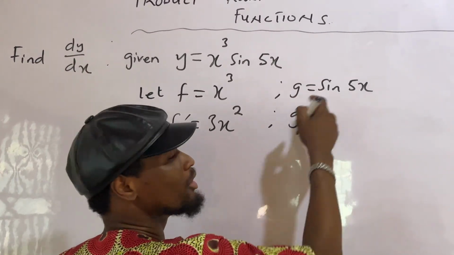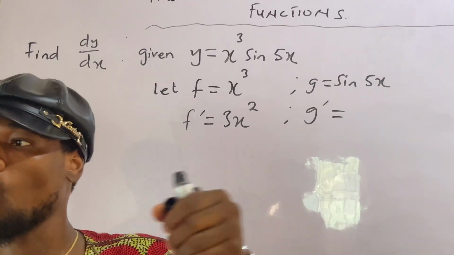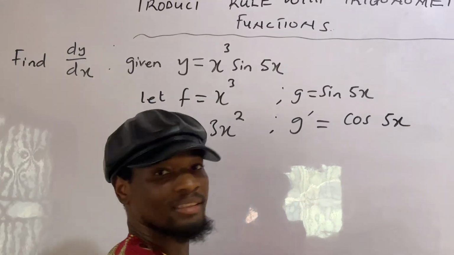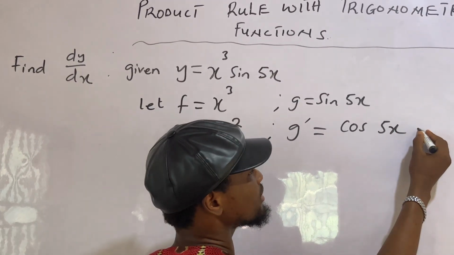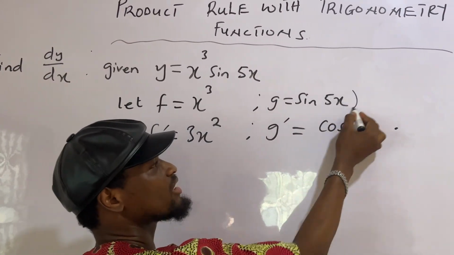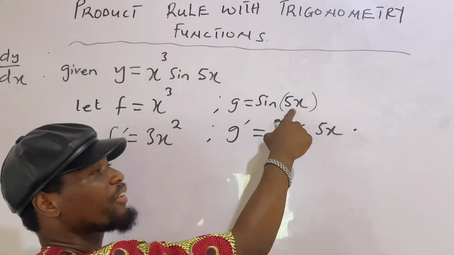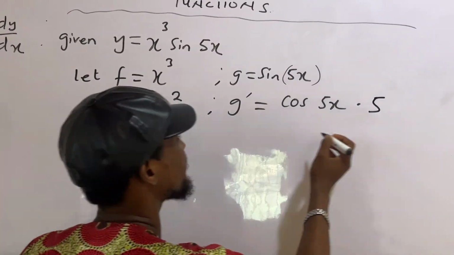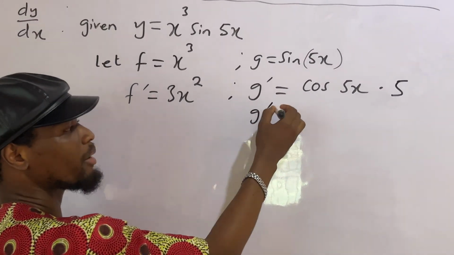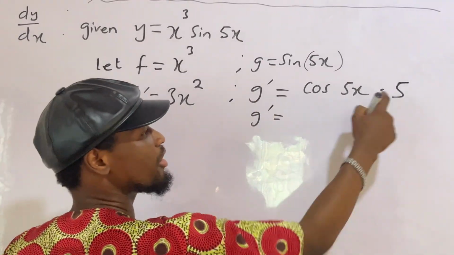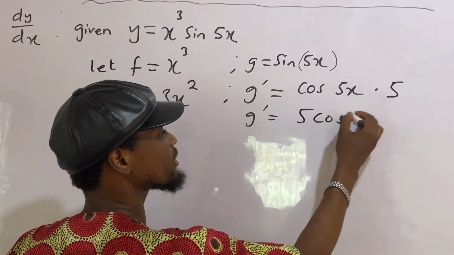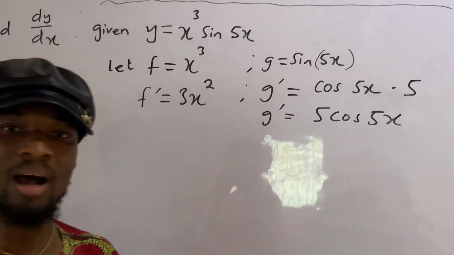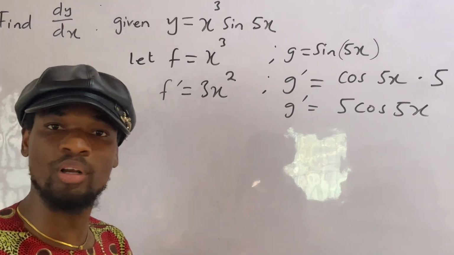If you differentiate sine, you get cos. So I have cos 5x, times, now you differentiate the inside. You differentiate 5x, what do you have? You have 5, which is 5 over here. So j prime will give me what? 5 cos 5x. As simple as that. So now, what is the product rule saying?